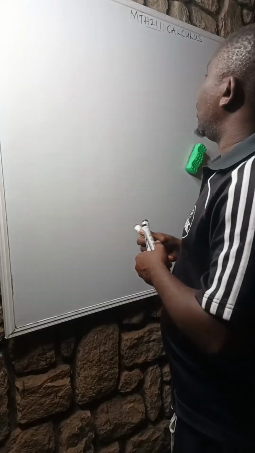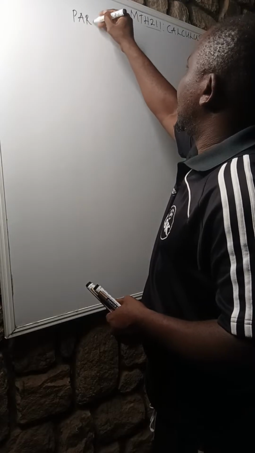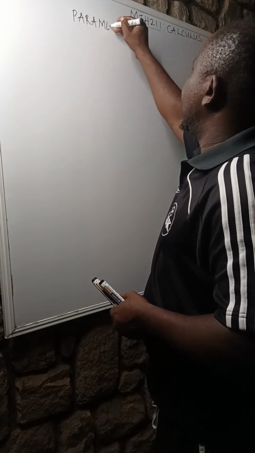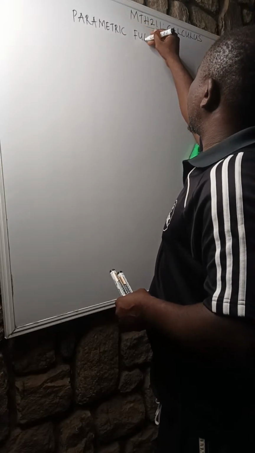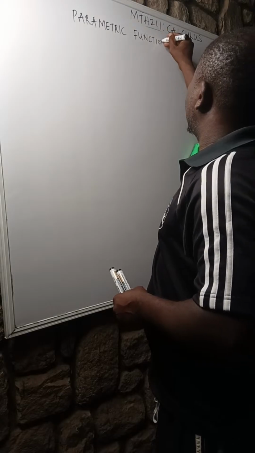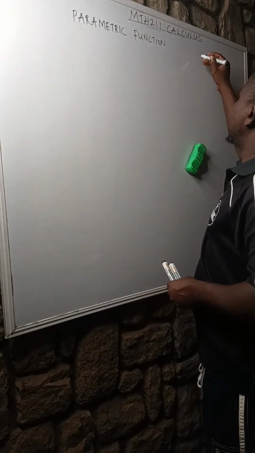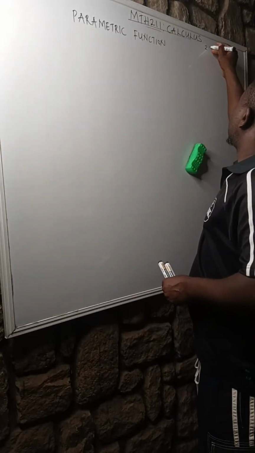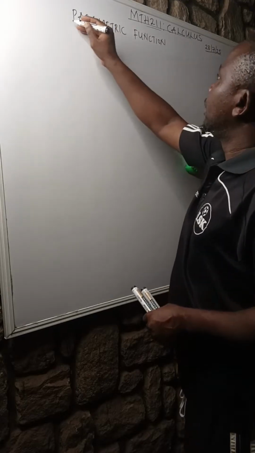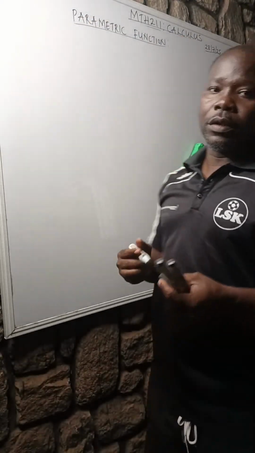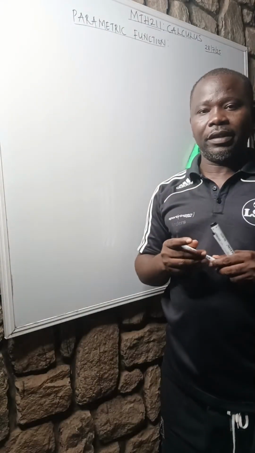Tonight we'll be talking about parametric functions in calculus. It's as simple as ABC. We'll look at it together. I'm going to explain it in detail.